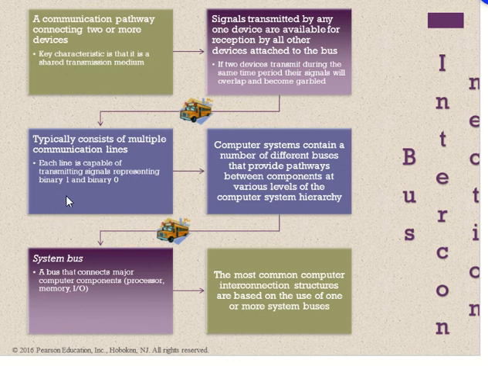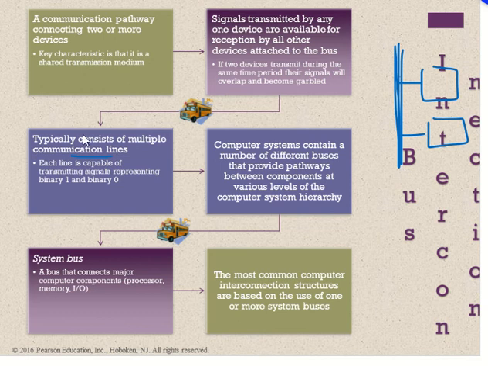Typically, we will look into multiple communication lines. The bus contains multiple lines. When you are looking at a bus, it's not one line. Each line is capable of transmitting a signal representing 0 or 1. So one line can transmit 1 bit of data. If there are 8 lines, you can transmit 8 bits of data at the same time. The computer system contains a number of different buses.